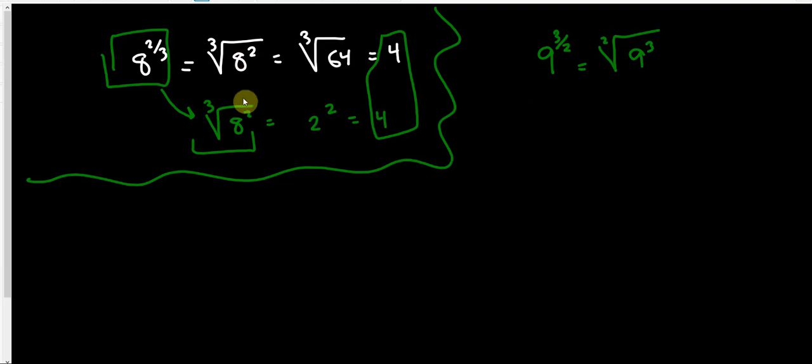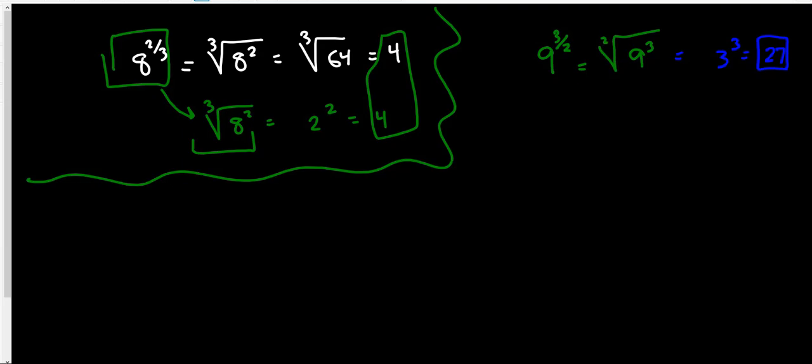But remember what I showed you here. Order doesn't matter, and I could take the square root of 9 pretty easily. What's the square root of 9? It's 3. So now I have 3 to the 3rd power. Okay, that's much easier. That is 27. So, picking either order works.